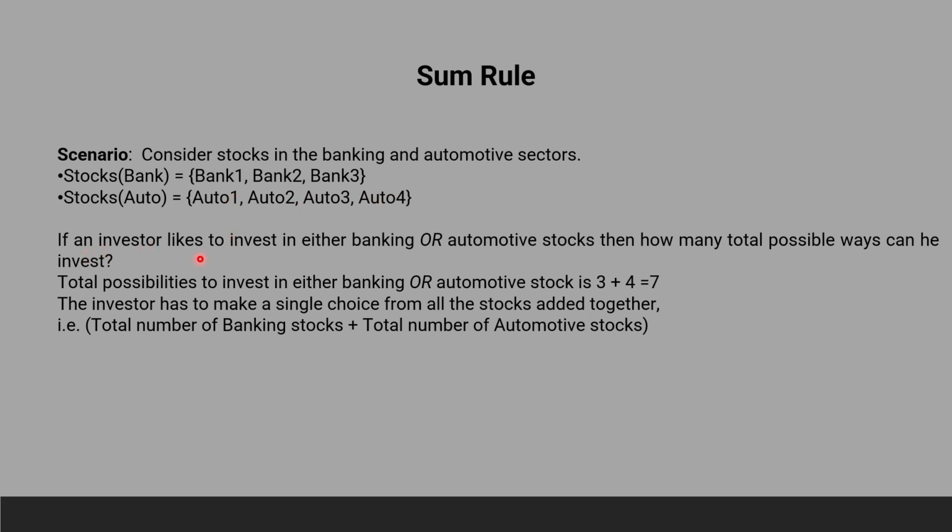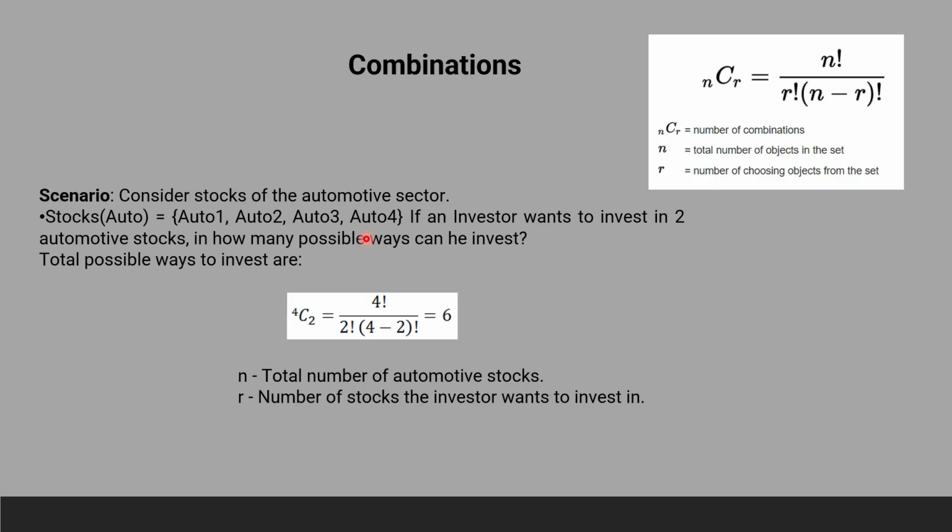If an investor likes to invest in either banking or automotive, so as you can see, in the product rule I said it can be "and". It is "and". In the sum rule there is "or" in the question. So if an investor likes to invest in either banking or automotive, that means any one of these stocks, how many total possible ways can we invest? The total possibilities are 3 plus 4, that is 7. These are the total number of ways in which you can invest in either of the stocks. That is nothing but the sum rule.